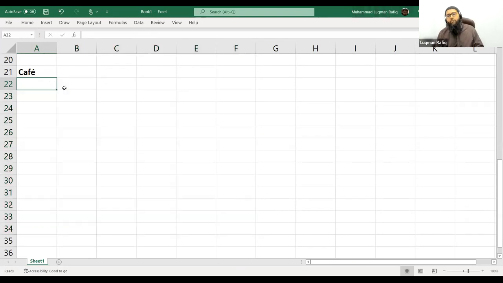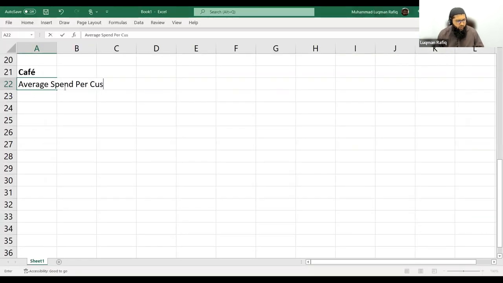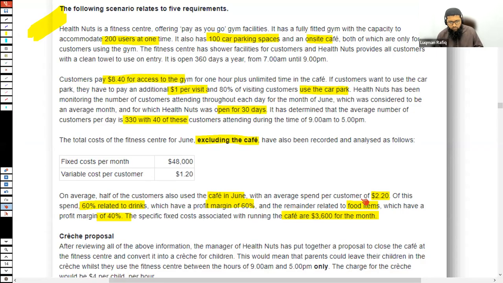Now see, for the cafe, what are you going to do? You're going to say average spend per customer, because unfortunately you're not selling one thing, you're selling two different things. And because you're selling two different things, you've got to calculate the weighted average contribution. What do we need to calculate? The weighted average contribution. So average spend is basically 2.2.